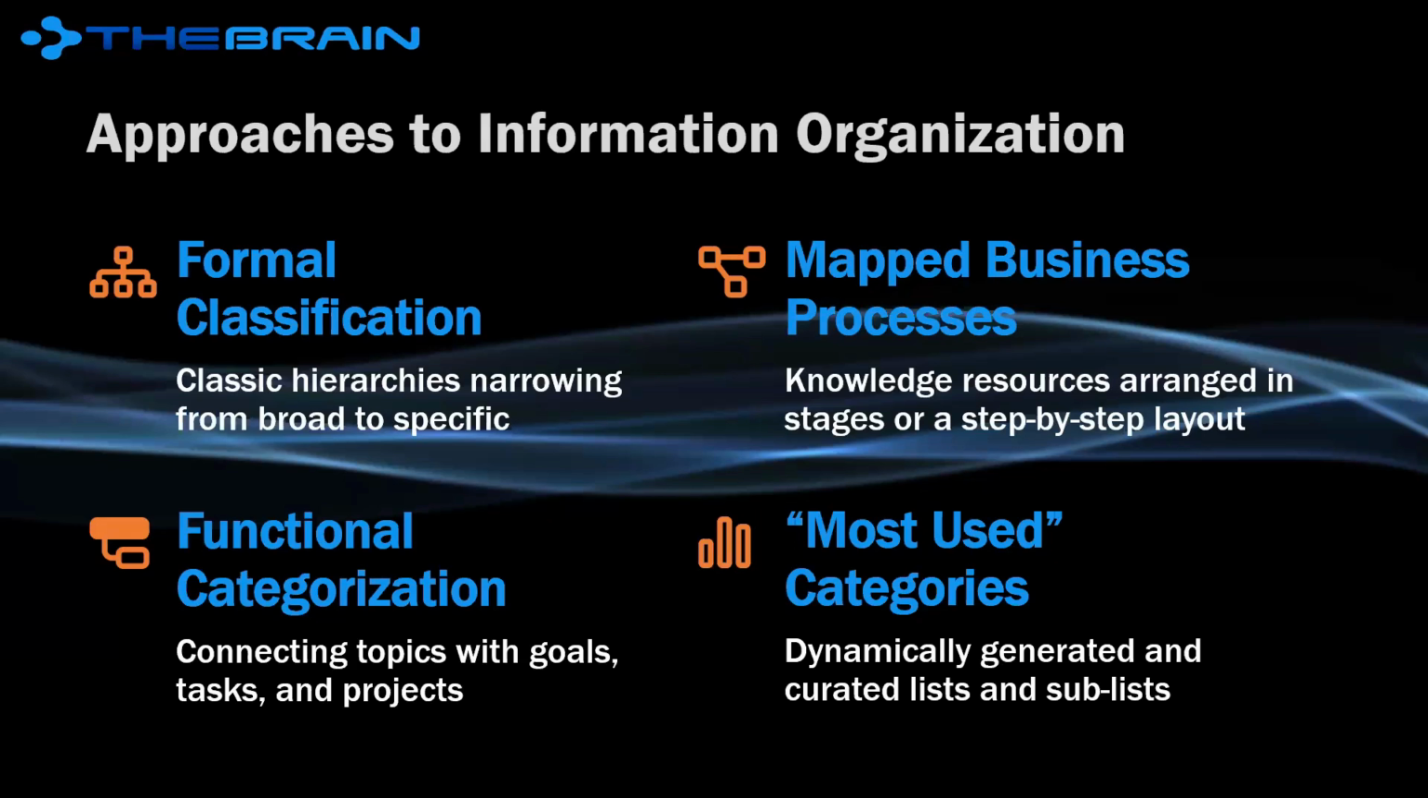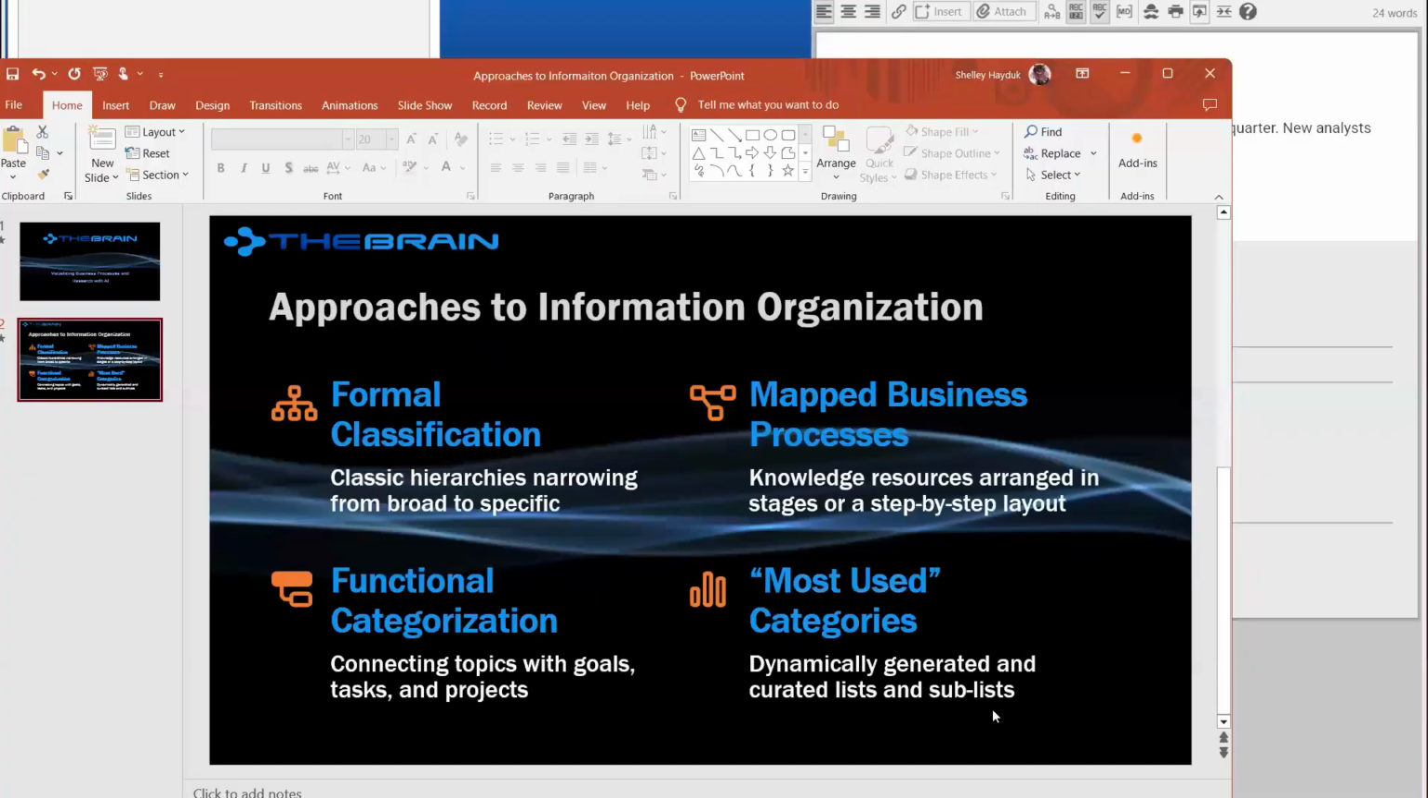And then beyond that, of course, one of the nice things about the brain is those associative connections and the ability to create links, thoughts, and tags. These are what we like to call dynamically generated, curated, and most used, organized, and you can create pins and all kinds of things. So these are just four key approaches to organizing information.